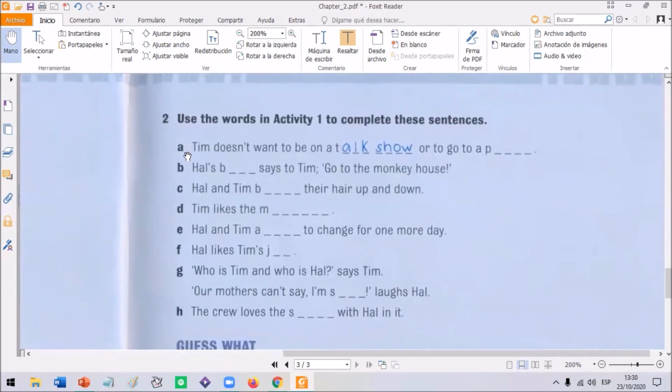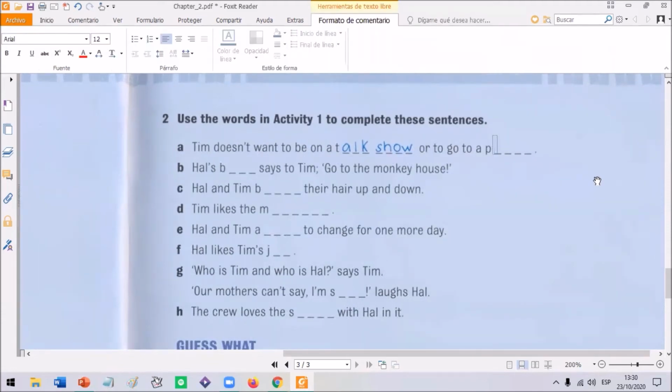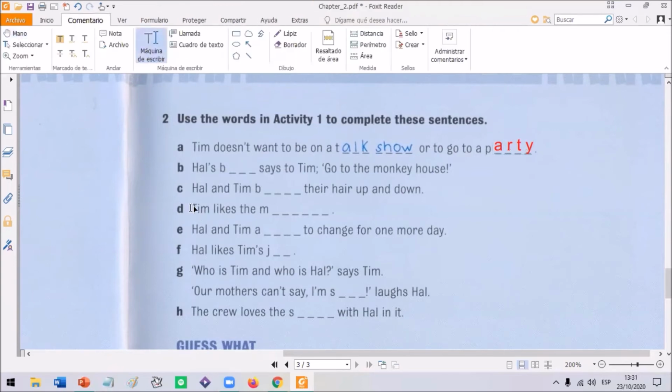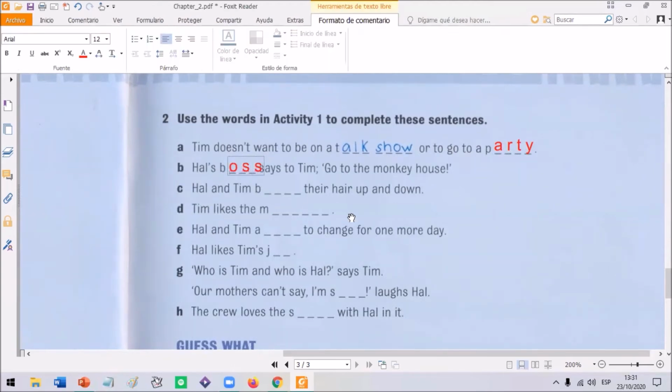For example, let's complete sentence A. Tim doesn't want to be on a talk show or to go to a... What's the correct answer? Come on, tell me on the chat. A party. Very good. So, he doesn't want to be on a talk show or to go to a party. The next. Hal's says to Tim, go to the monkey house. Who says this? Yes, very good. Hal's boss. Hal's boss says to Tim, go to the monkey house.